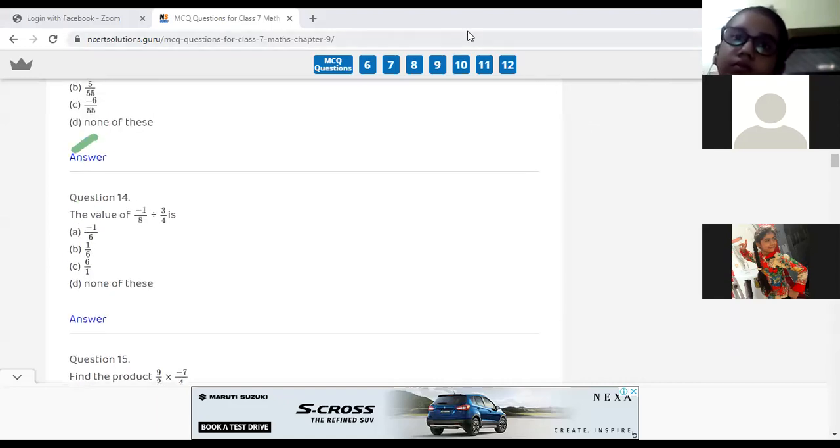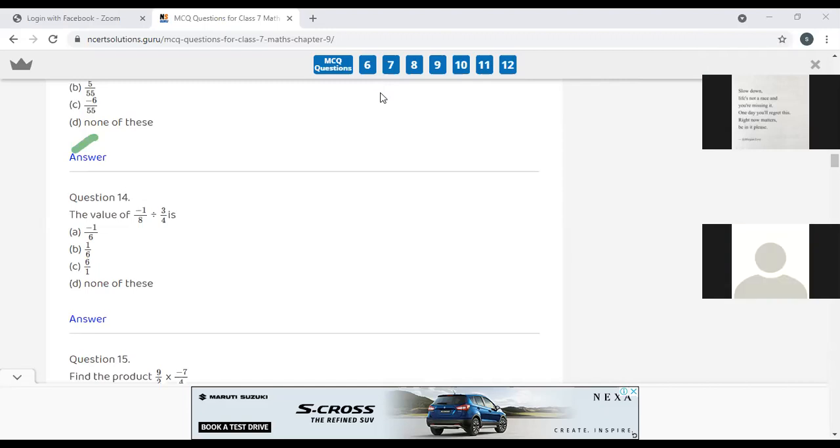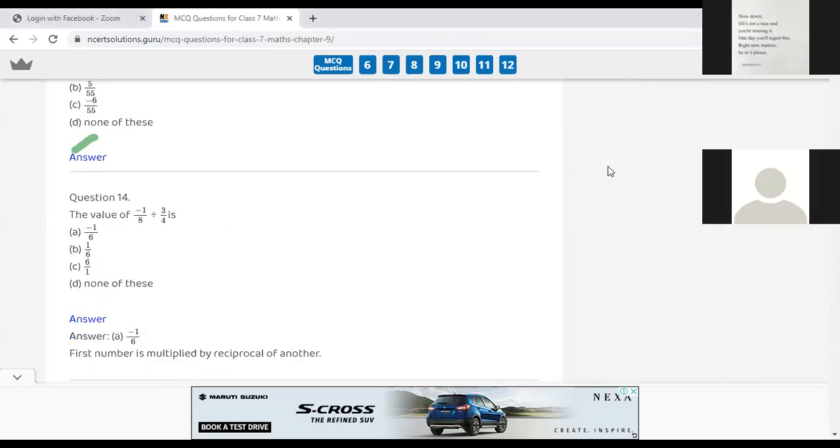Solve this. How will you divide the terms? Ma'am, first we will take the reciprocal of 3/4. You will make the reciprocal of the second term. Then the divide sign will change into multiplication. The answer will be -1/6. A option.